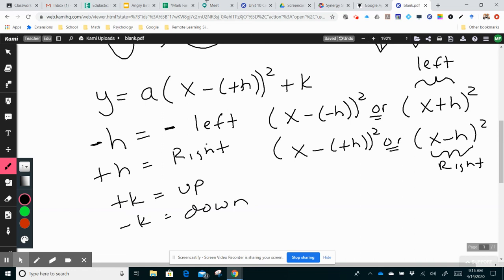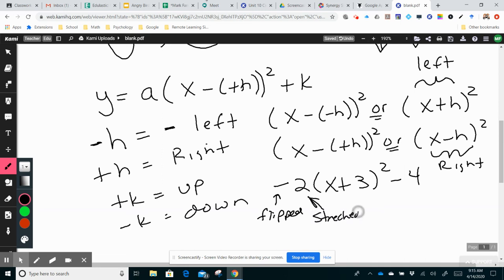So if we have, for example, negative 2 times x plus 3 squared minus 4, that means it's going to be flipped. It's a 2, so that means it's stretched. And then in this case, because it's plus, it's going to go left 3 and down. Okay, hopefully that helps.